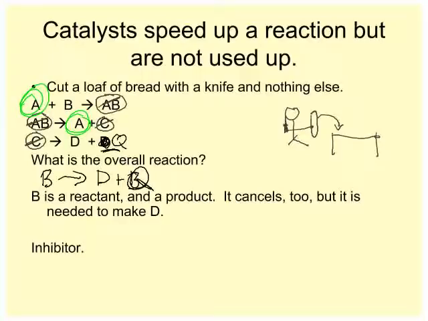B is a reactant and a product. It cancels out too. Whoops, I did that wrong. Well, let me go back to what I had before. B is a reactant and a product. It cancels out too. So you know what? This is a really bad one. But you get the idea, I hope.